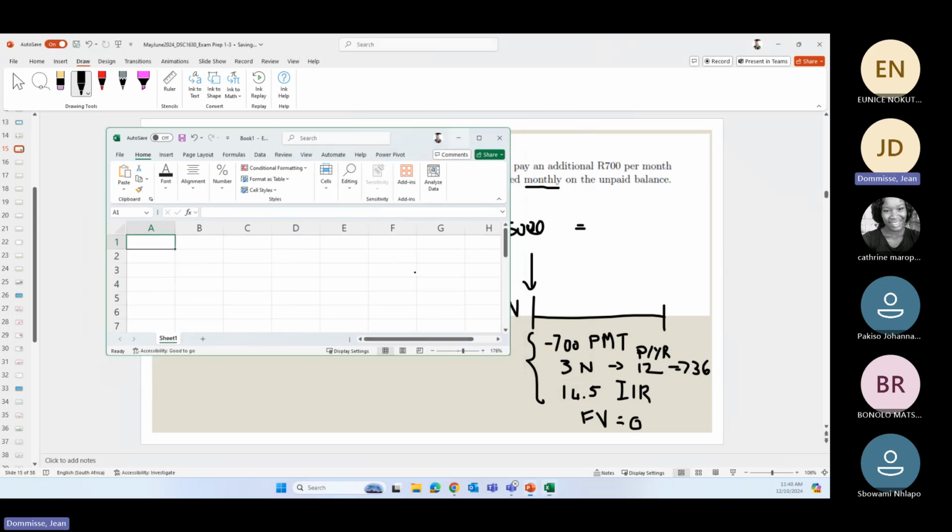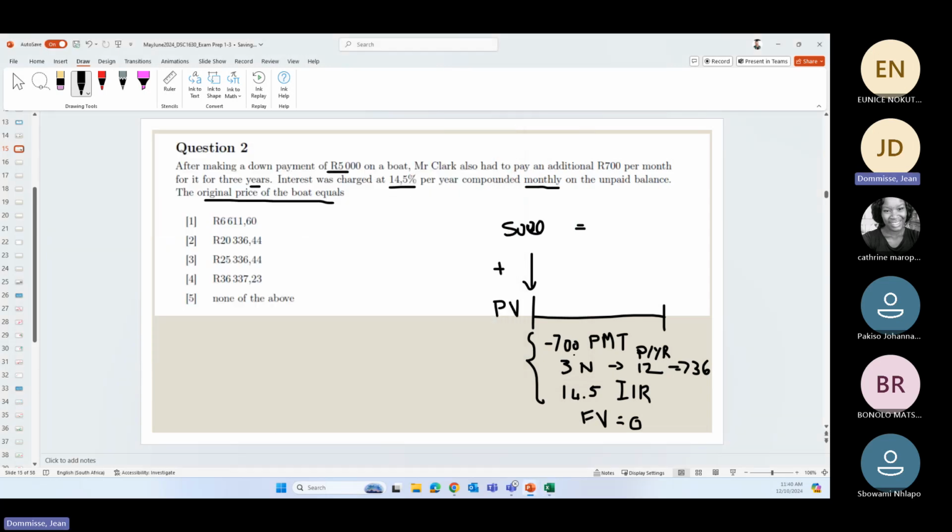So the payment is 700 per month, 12 times per year for 3 years, that's 36 periods, at 14.5% interest. Then I get my present value as 20,336.44.